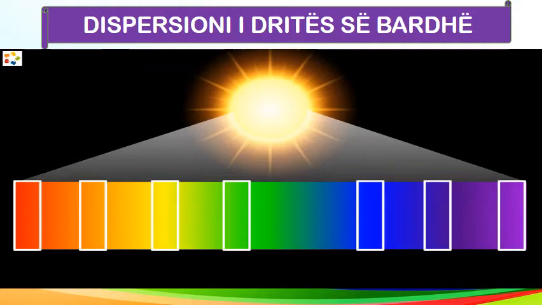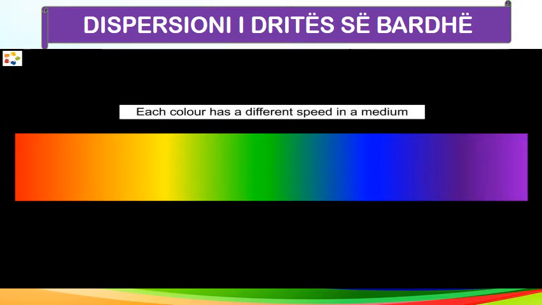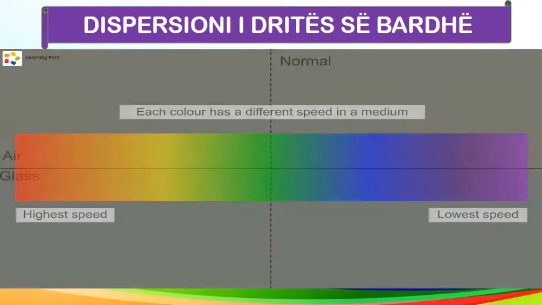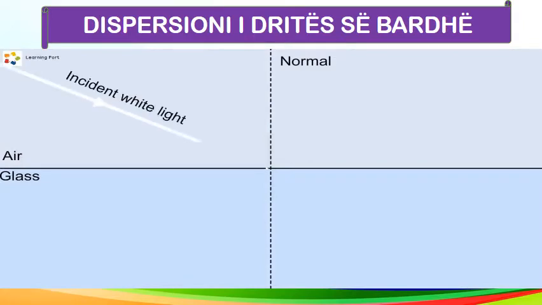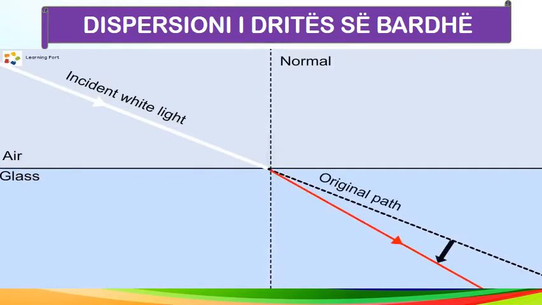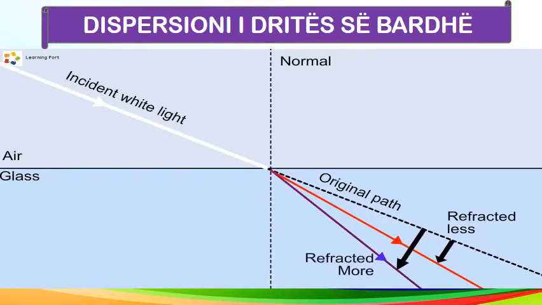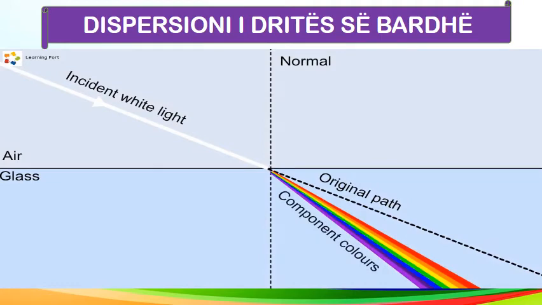The order of the colors contained in white light is called its spectrum. Each component color of white light travels at a different speed in a medium. Red light has the highest speed, while violet light has the lowest. Because of this, when white light goes from one medium into another with a different density, red light, which is the fastest, is refracted less, while violet light, which is the slowest, is refracted more. Since each of the component colors in white light is refracted at a different angle, the colors become separated from each other. This effect is called the dispersion of light.